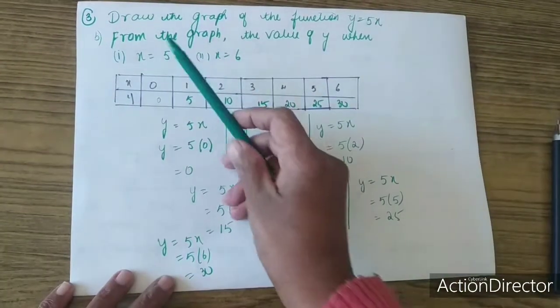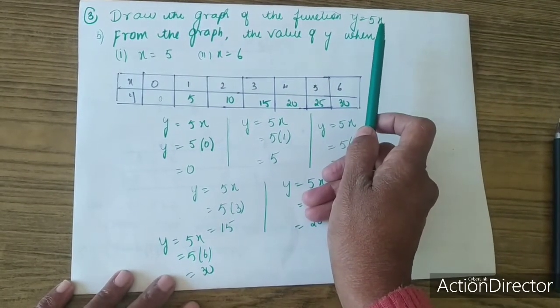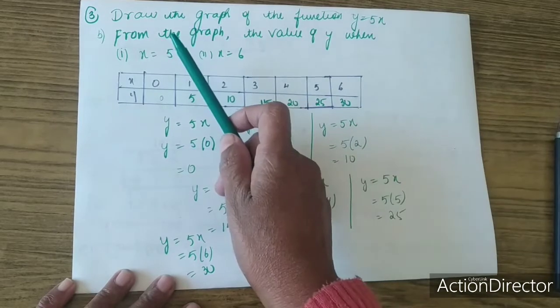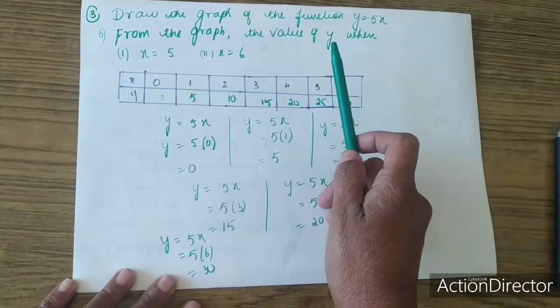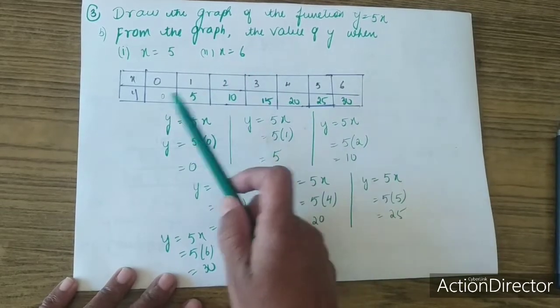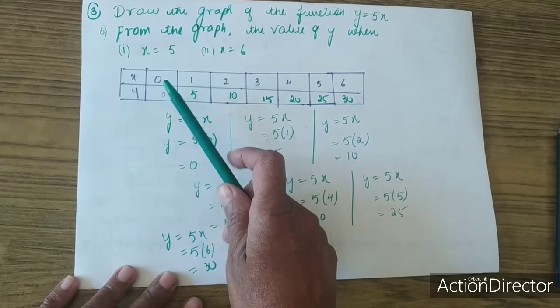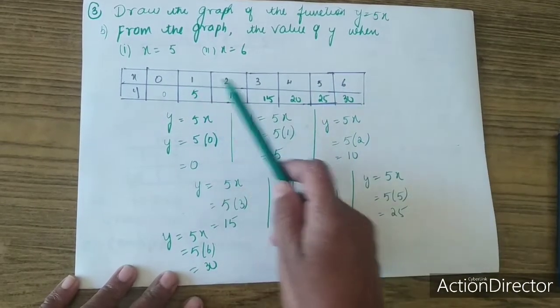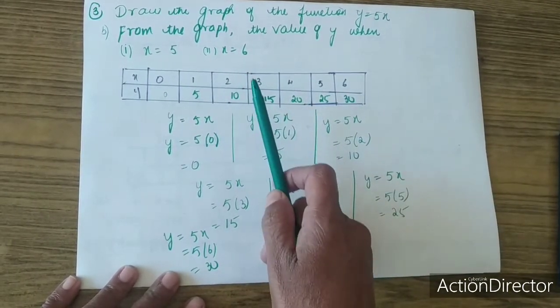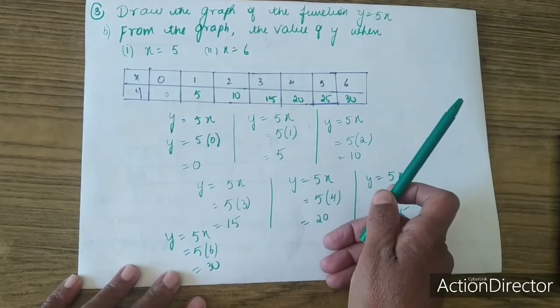Let us move on to the next question. Here you have to draw the graph of the function y is equal to 5x. After drawing the graph, you have to find from the graph the value of y when x is equal to 5 and x is equal to 6. First, as usual, I am going to make the table. Whatever values of x you want, you can take. Minimum 2 values, and maximum as many more as you want.